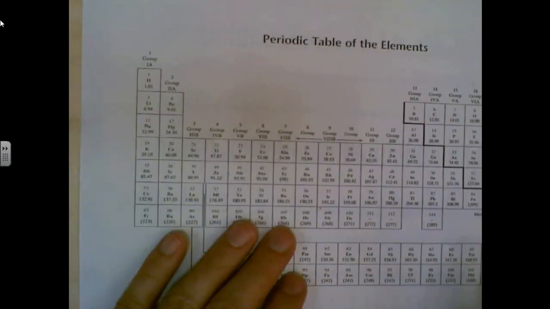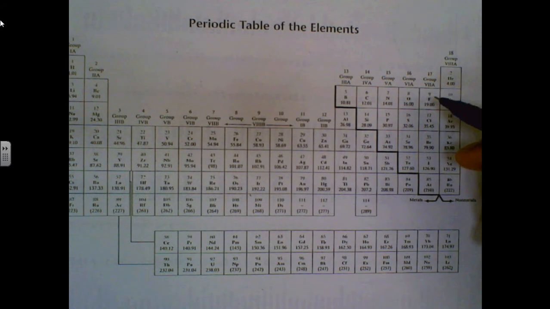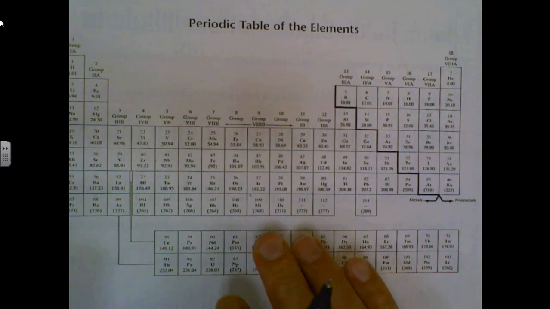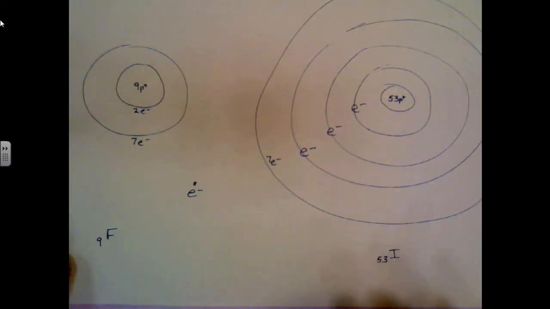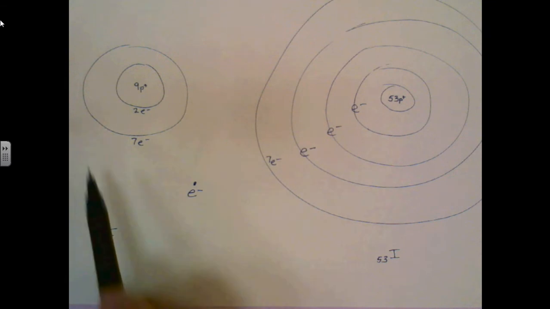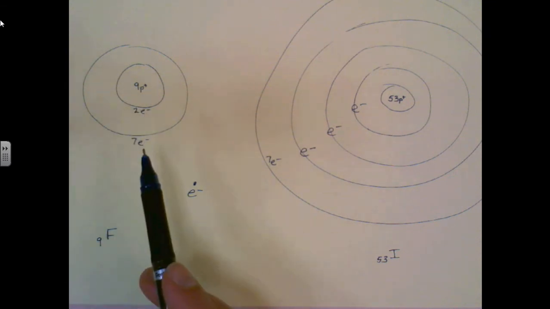Now, what about going up or down on the periodic table? What if we compare fluorine and iodine? They're both in the same group. They both desperately want one more valence electron, but they're different size atoms. Iodine's a lot bigger than fluorine. Look at their picture. I've got fluorine on the left here. It's got 9 protons. It's got 2 layers of electrons around it. The outer layer has 7 valence electrons, desperately wants one more.